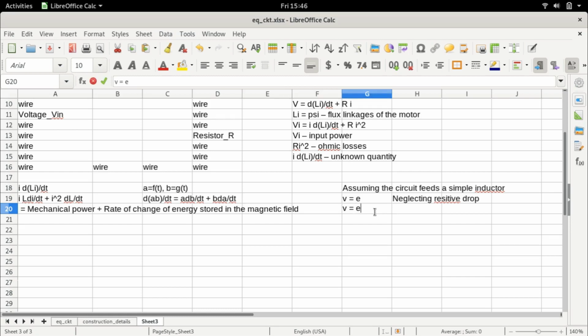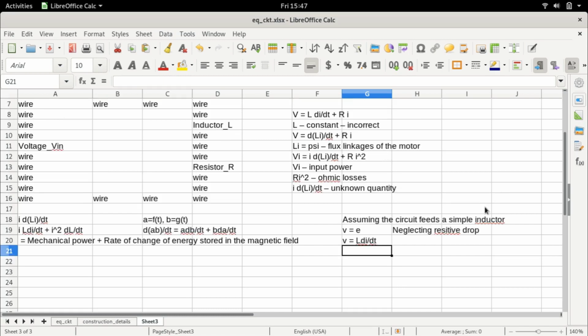L di by dt. Now you might be tempted to just write this, right? Because it's an inductor, and therefore we are saying that we don't really care about the rotational aspect. Because here we said that because this circuit represents an induction motor, the inductance cannot be constant. Here, of course, if we assume this circuit to be an inductor, then this inductance has to be a constant.